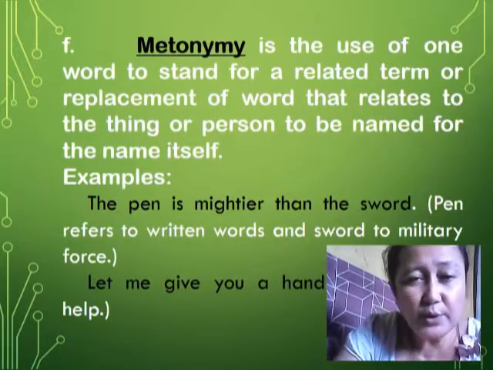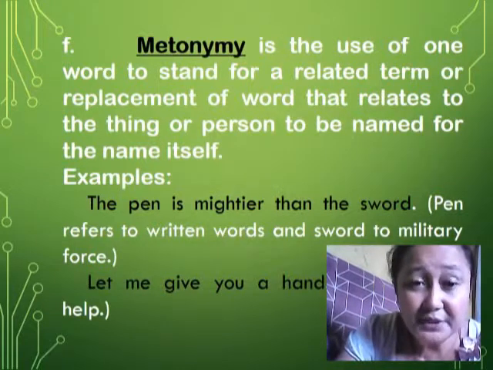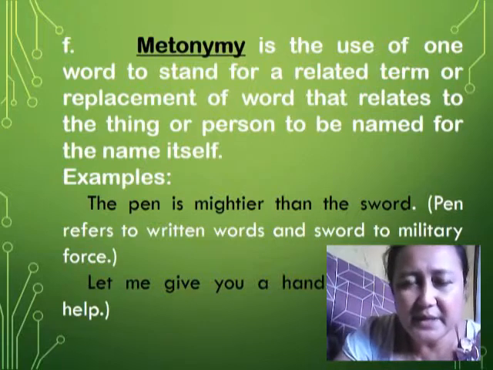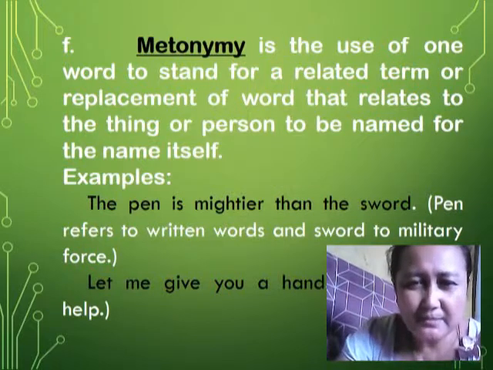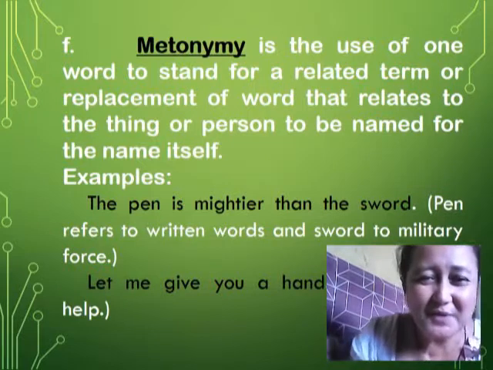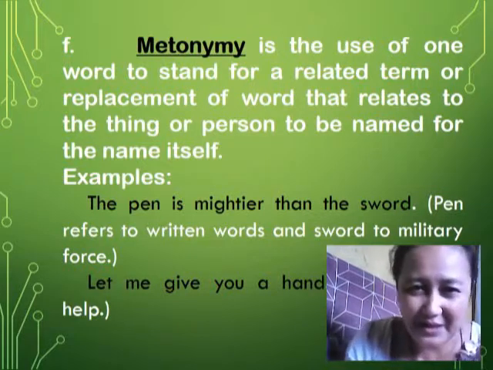Metonymy is the use of one word to stand for a related term, a replacement of a word that relates to the thing or person to be named for the name itself. So the example here is the pen is mightier than the sword. So pen refers to written words and the sword to military force.